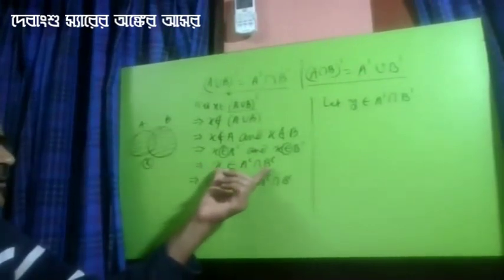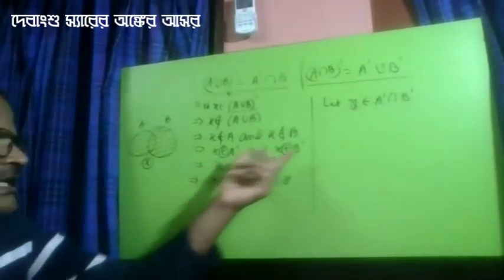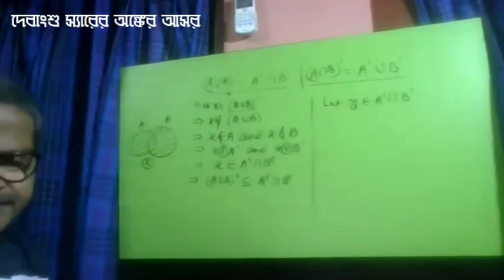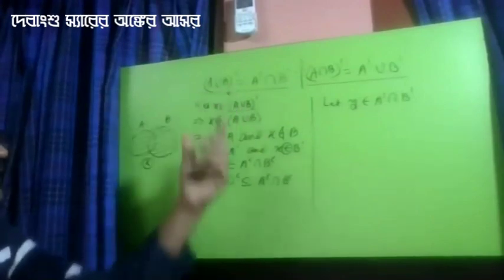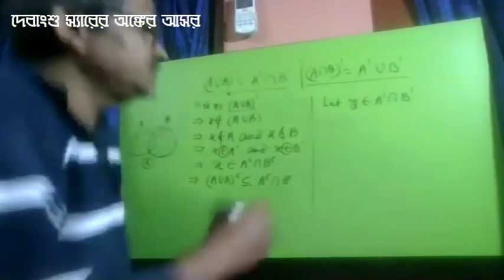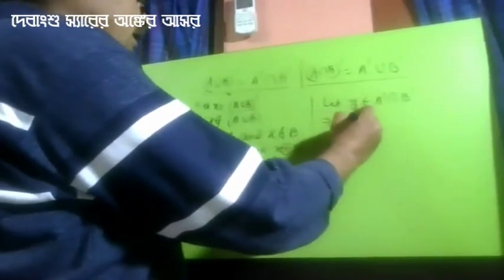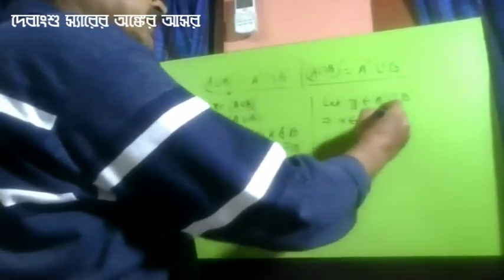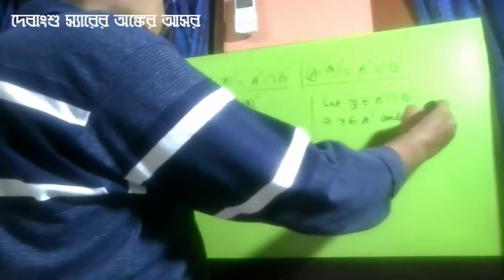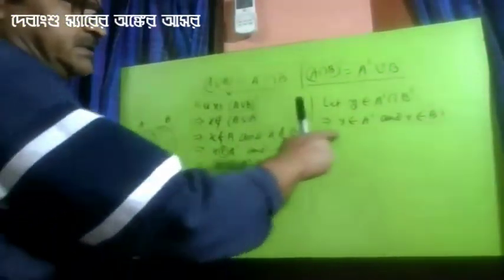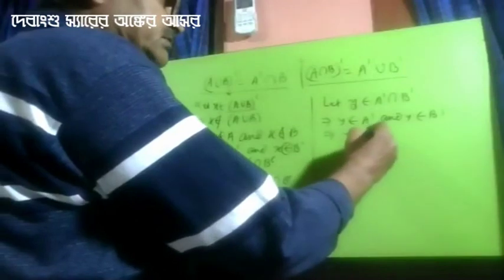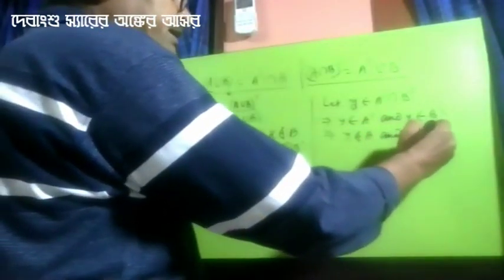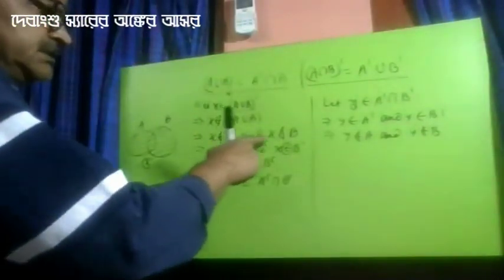Look at these two steps. These are identical, only X is replaced by Y. So what you have to do, you just go on replacing X by Y and write this from this to this direction. So that implies Y belongs to A complement and Y belongs to B complement. Just see, this step is written just replacing X by Y. That implies Y does not belong to A and Y does not belong to B. Just see, this step is written here, just replacing X by Y.